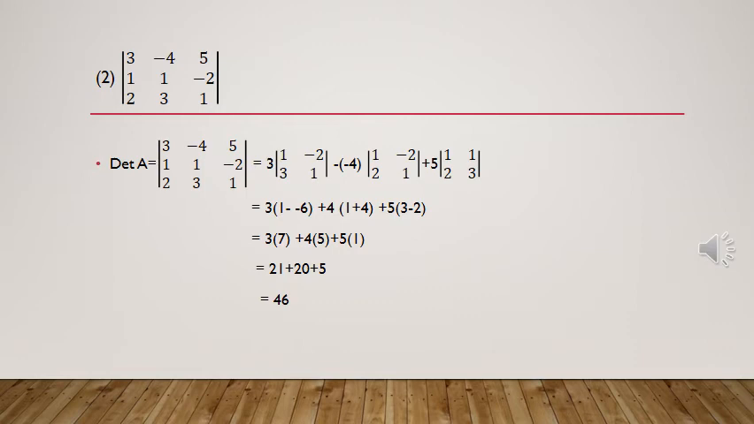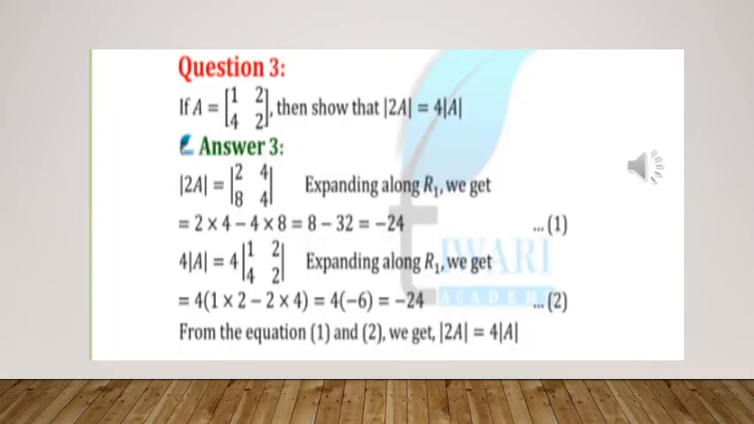So plus 5 into determinant 1, 1, 2, 3. Then it is a 2 by 2 determinant only. Expand along the diagonal and simplify, we get 46 as the answer.